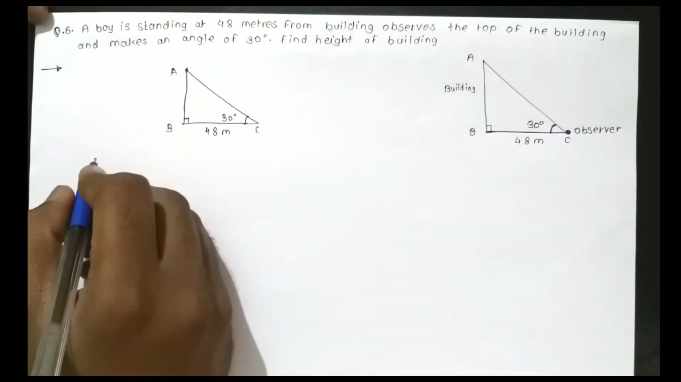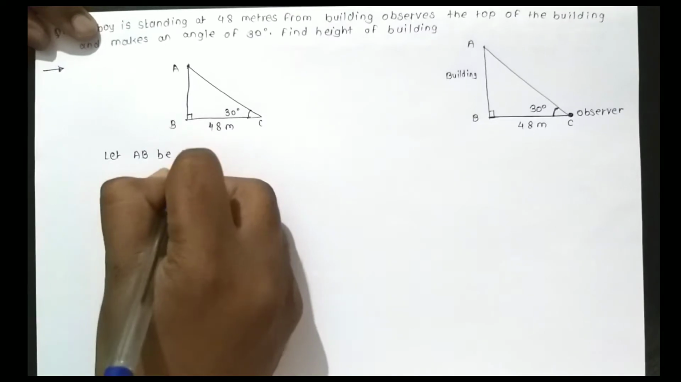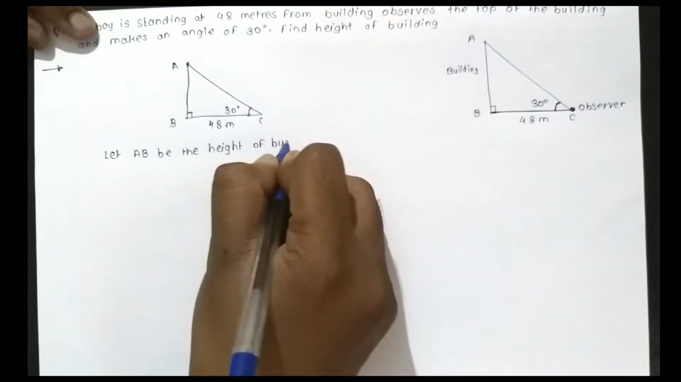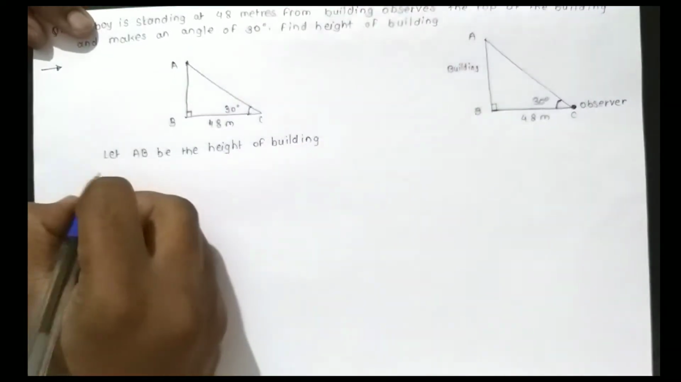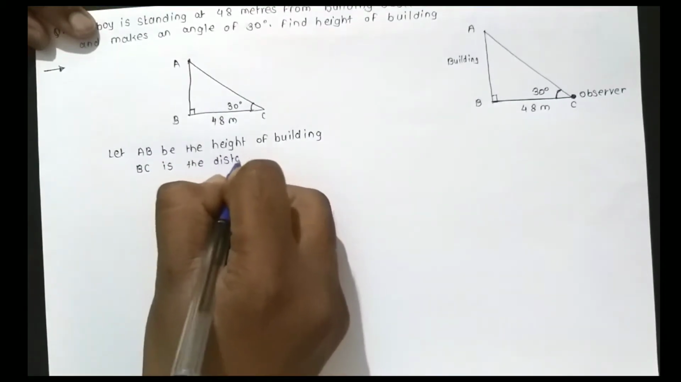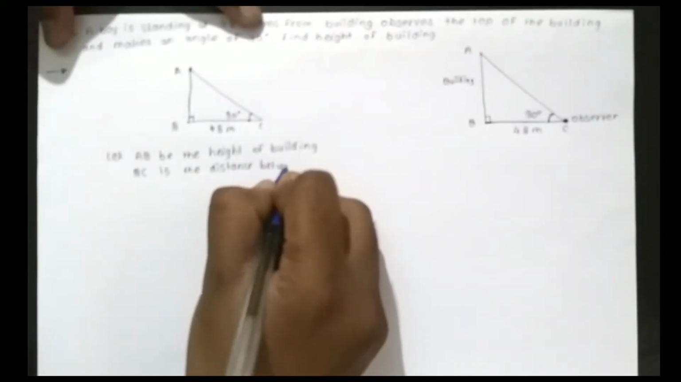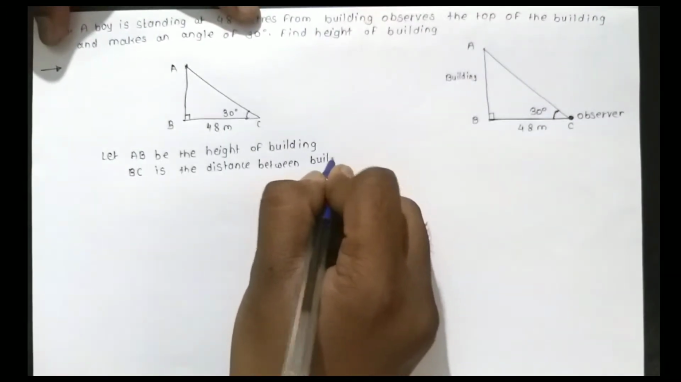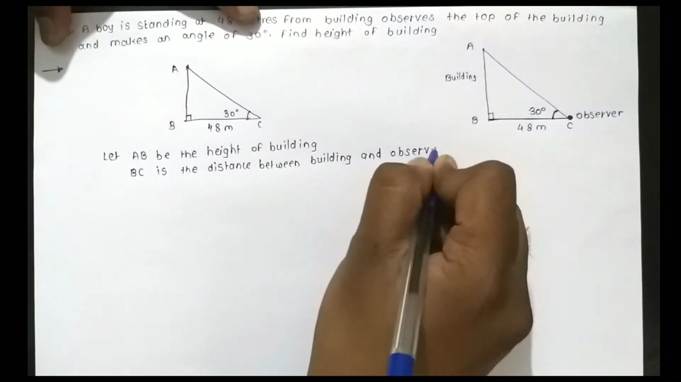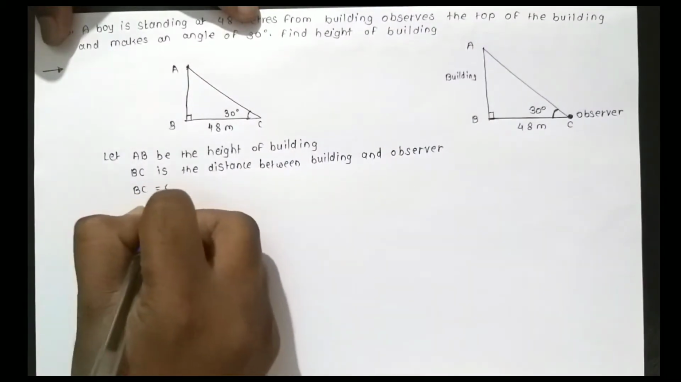So write the first information. Let AB be the height of the building. BC is the distance between the building and the observer. So BC is equal to 48.